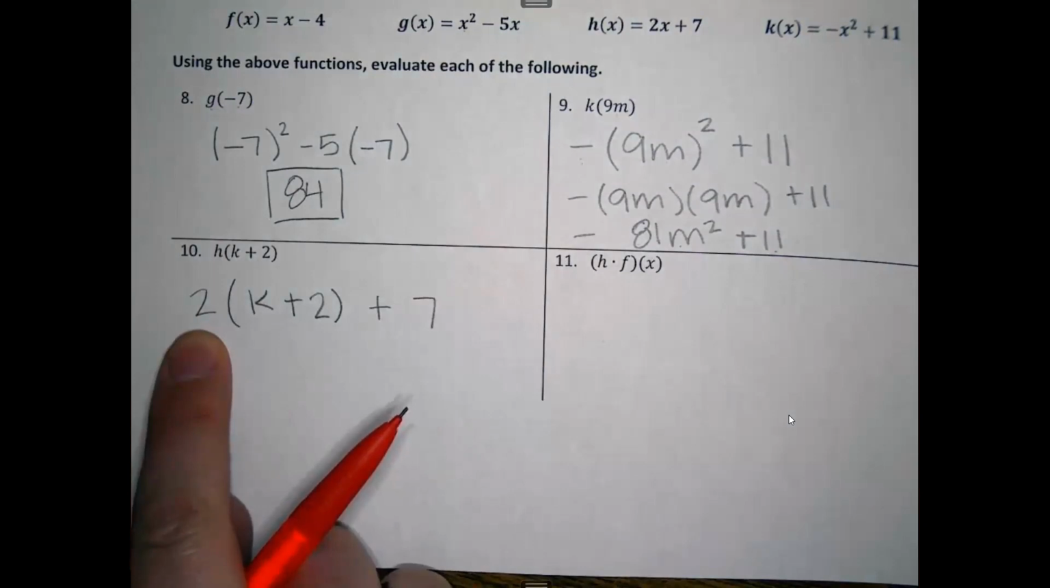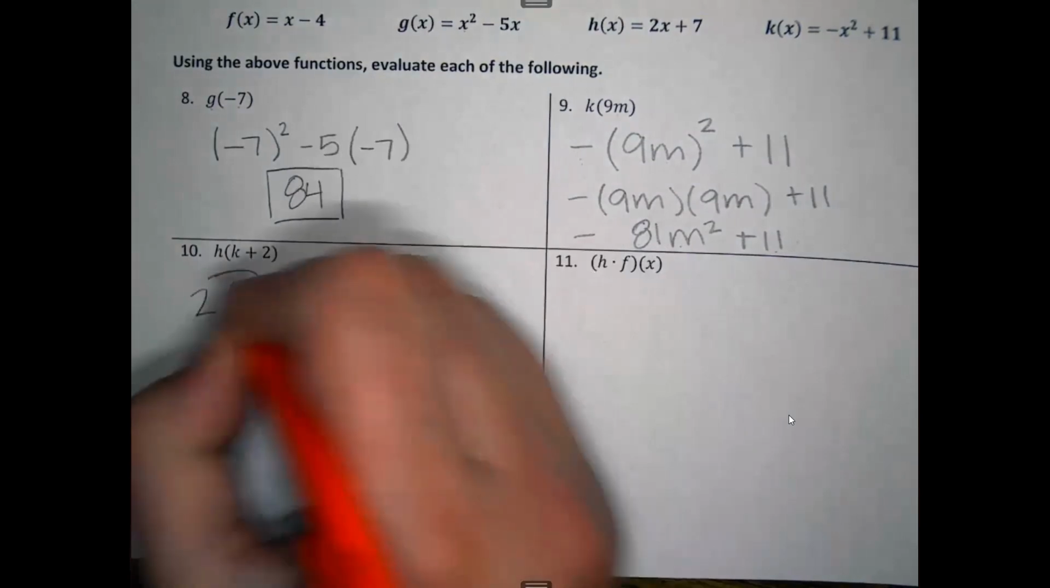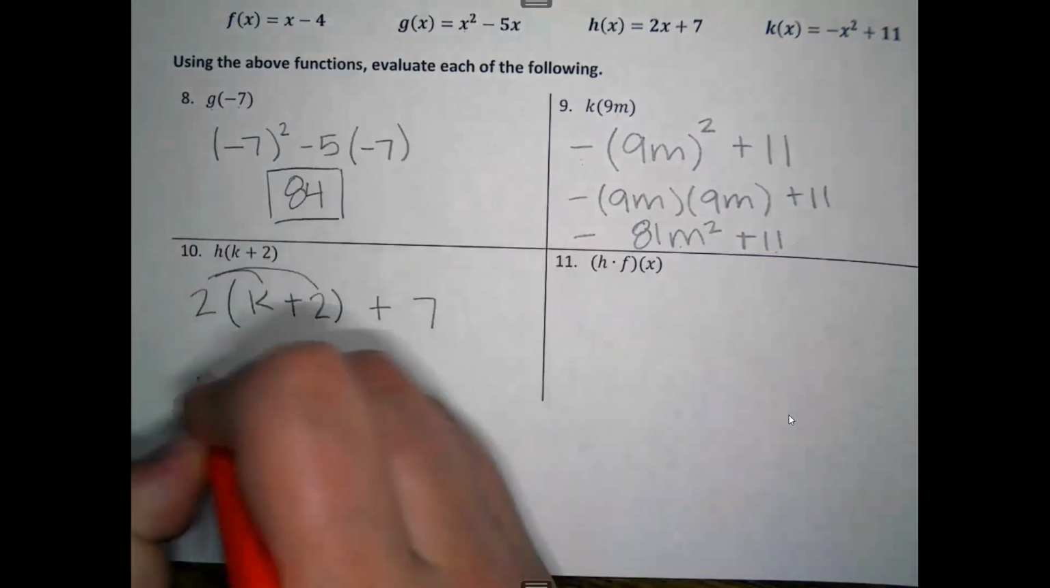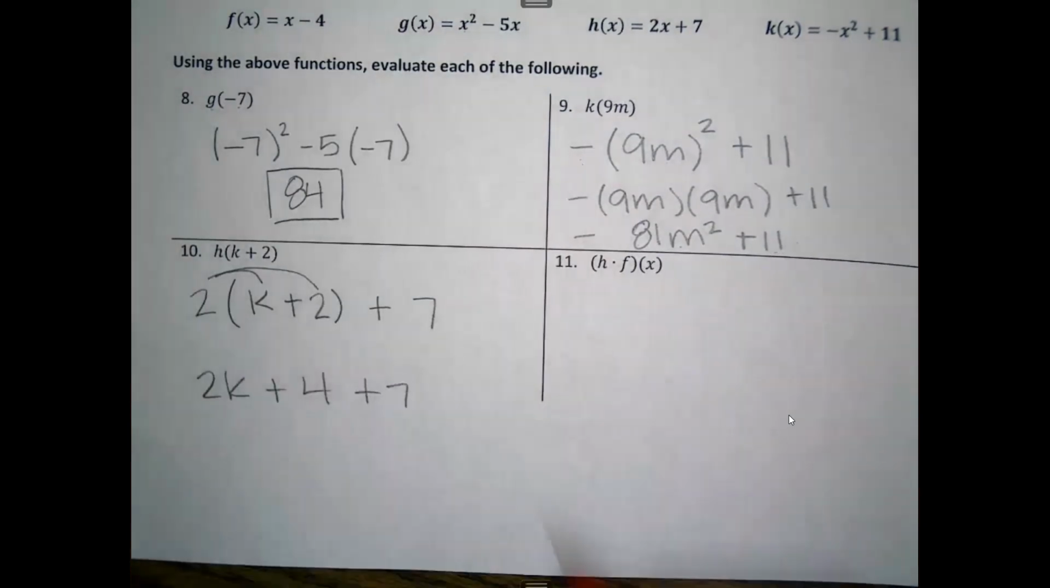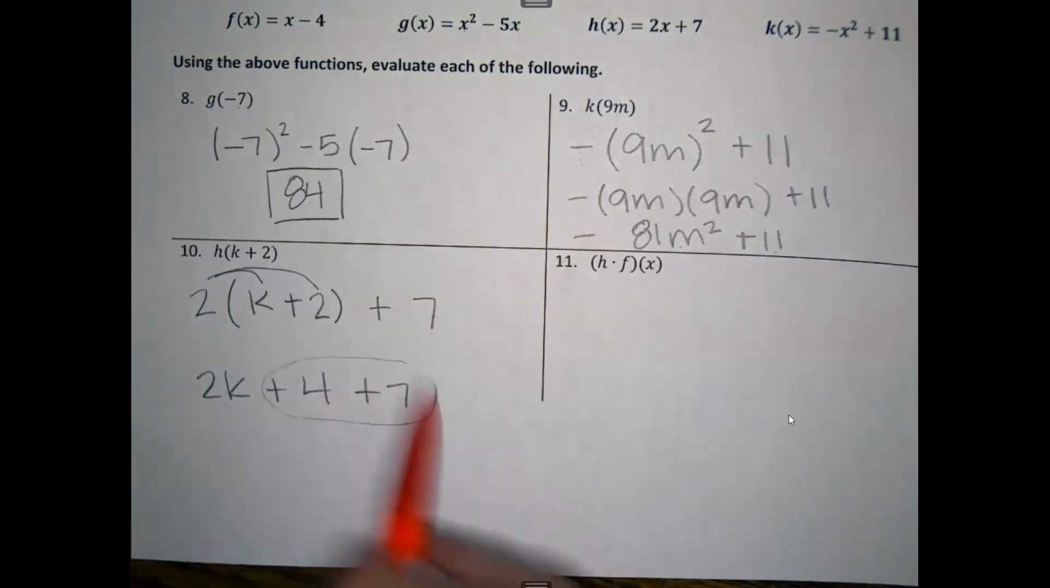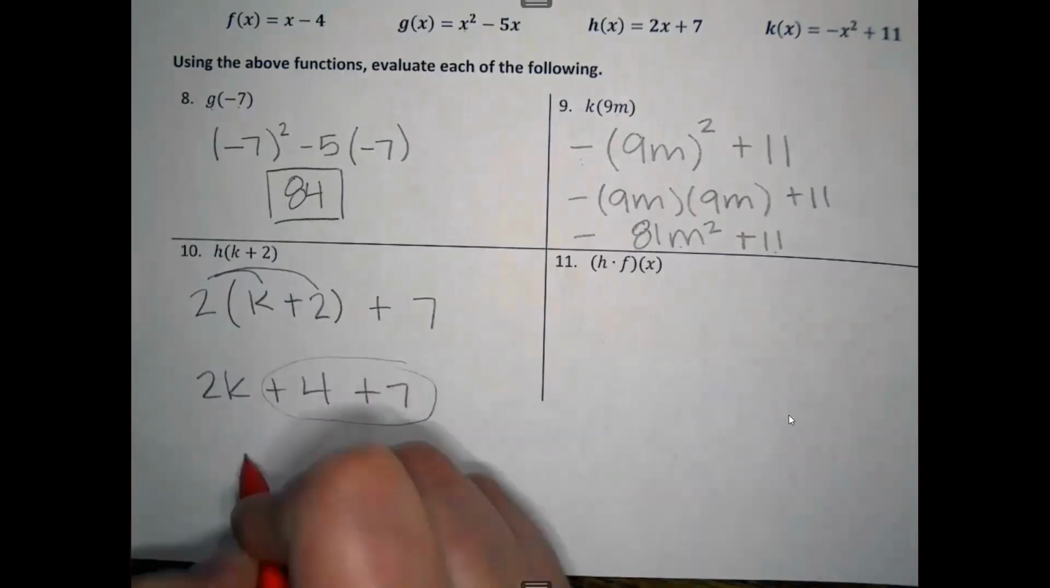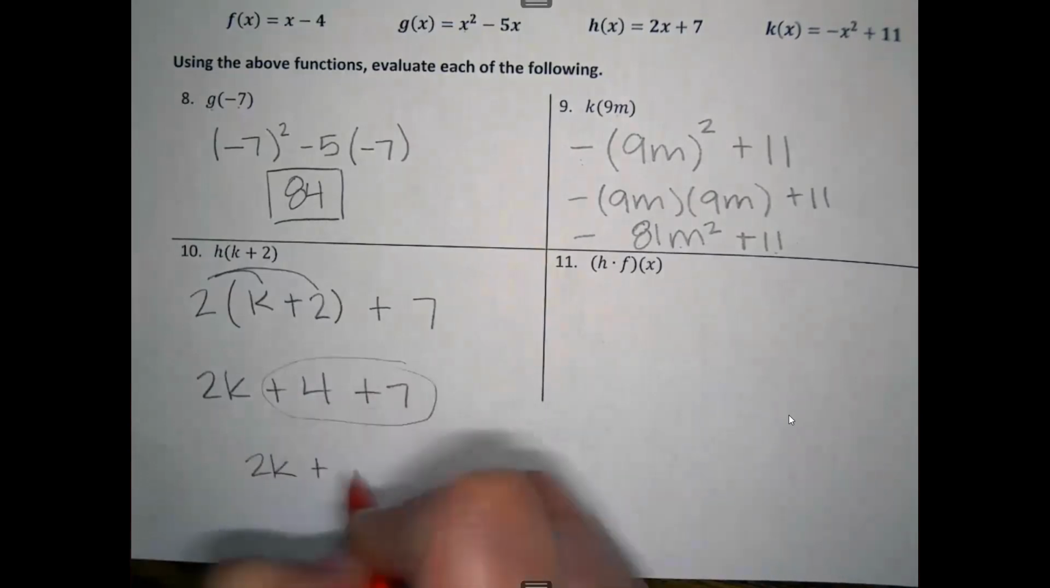We distribute the 2 in the front. And so when we distribute, 2k plus 4 plus 7, are there any like terms we can combine? 4 and 7, what does that give us? 11, so 2k plus 11.